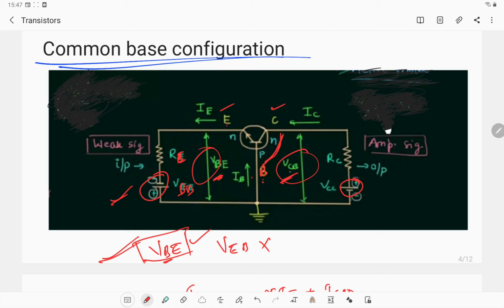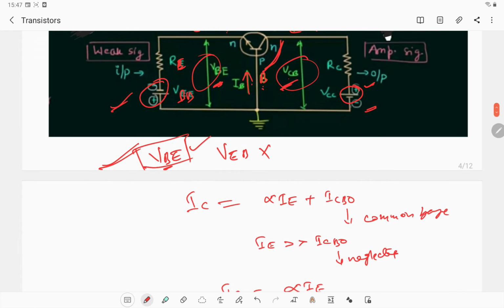Here also C is the first letter. Why? Because C is connected to the positive terminal, high potential, and base is low potential. This is VCB. And here is the current direction IE. This is IC and this one is IB. This is common base configuration.